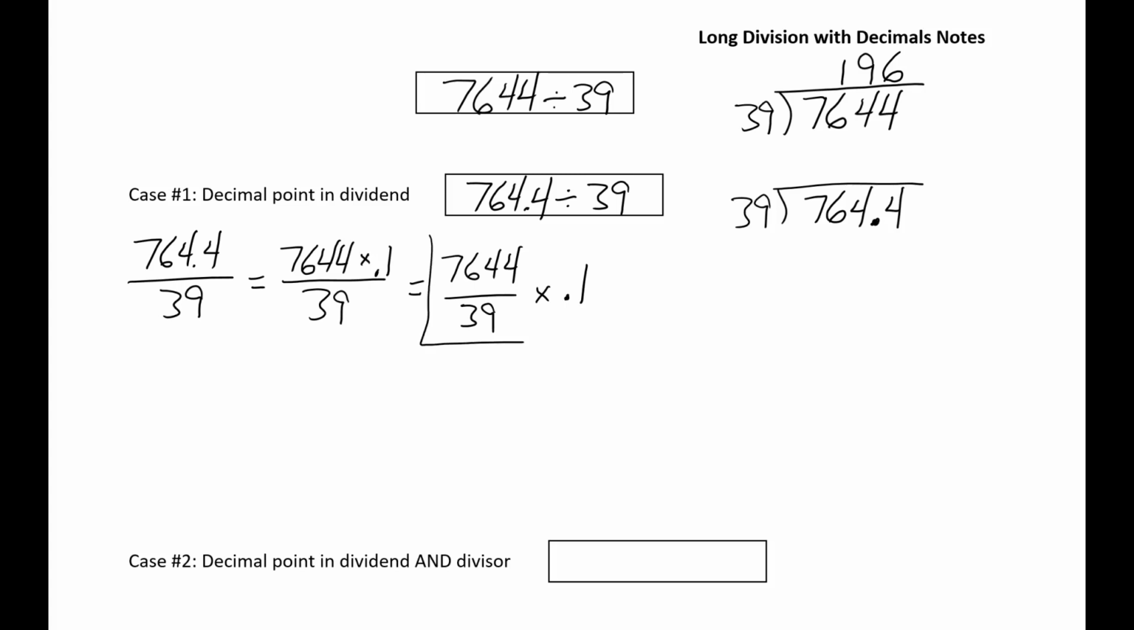Well, notice this 7,644 divided by 39, that's the same division problem that we have already done. We know the quotient for this is 196. We've already done that division before. So 196 is the value of 7,644 divided by 39. That times 0.1 is equal to 19.6. So now I know that 764.4 divided by 39 is 19.6.